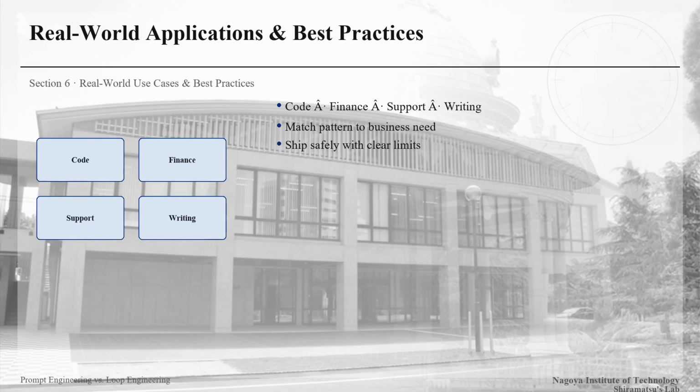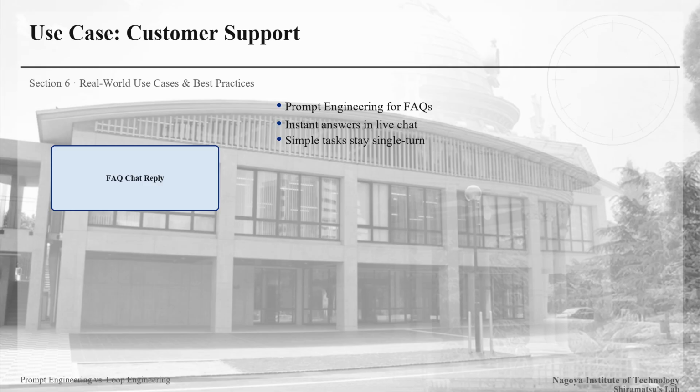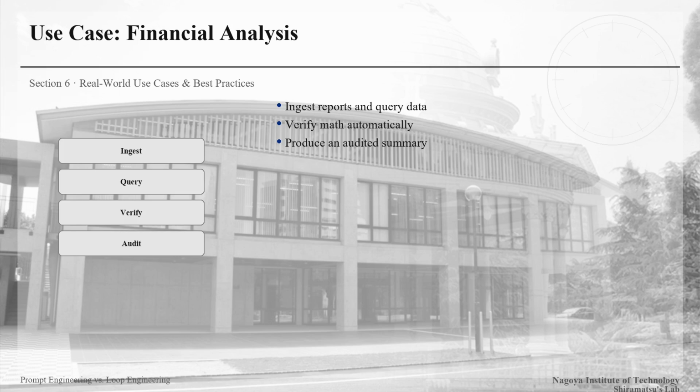Section 6 covers real-world applications and best practices across code, finance, support, and writing. In software development, loops run unit tests and refactor code until the build passes. In customer support, prompt engineering can answer common FAQs instantly in live chat. In finance, loops can ingest reports, query databases, verify math, and produce audited summaries.